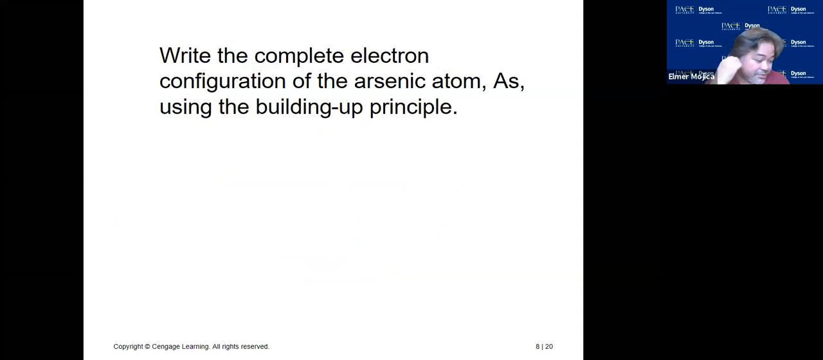How are we going to write the electron configuration using the building up principle for arsenic? Anyone? How do we start?